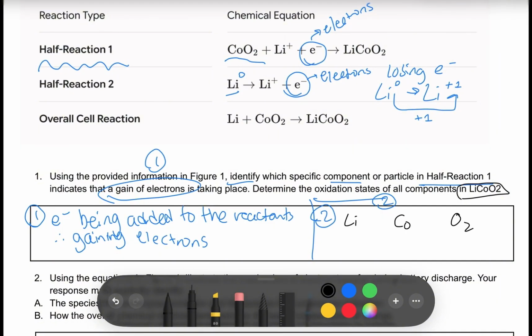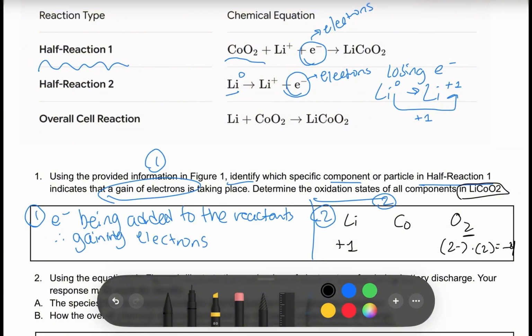To figure out the oxidation numbers, we have to look at the table of elements. Since Li is in group 1, that means that Li is going to have an oxidation number of +1. And if we look at oxygen, as we spoke about earlier, it is in group 16. And since it's in group 16, it's going to need to gain 2 electrons, so its oxidation number is going to be 2-. However, since we have 2 oxygen atoms, we're going to have to multiply that by 2, and we're going to get -4.